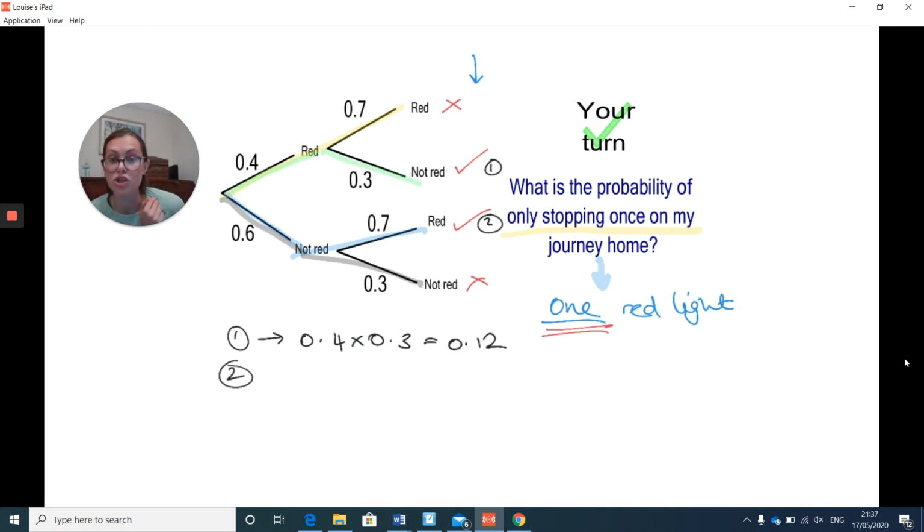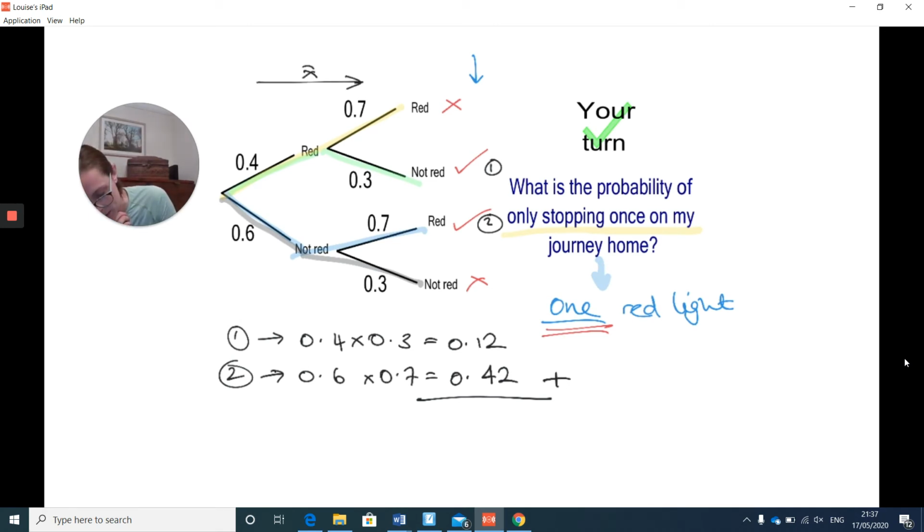For branch number 2, I would do 0.6 times 0.7. So 0.42. Once you've got all your branches times, to collect your branches together, you add. So you go down your branches by multiplying. So if I go in this direction here, I'm always multiplying. But if you're collecting branches, you're always going to add. When we collect branches, we add together. So now I've got final answer 0.54.